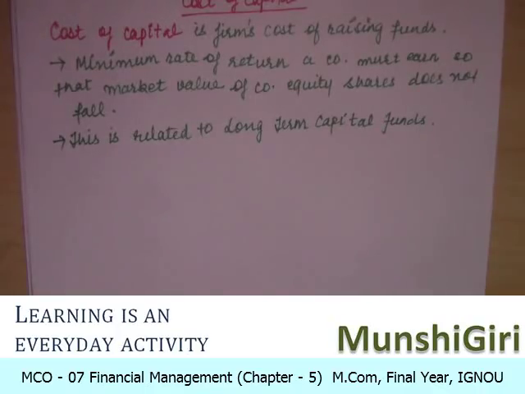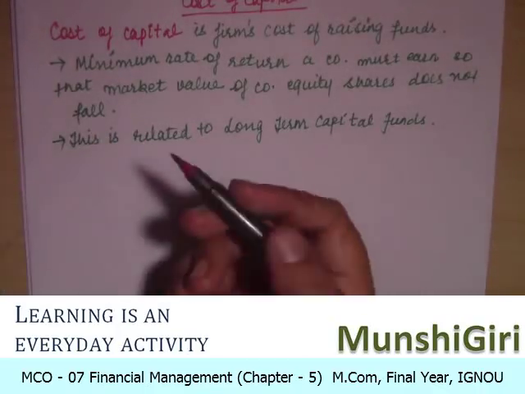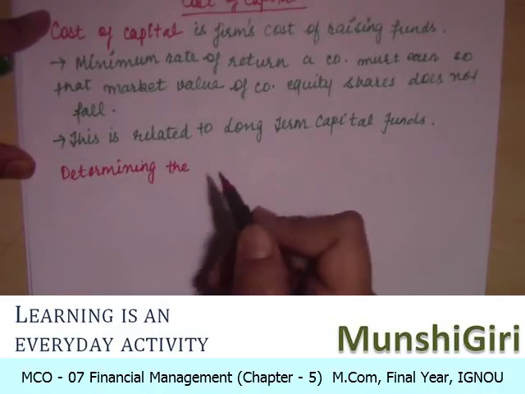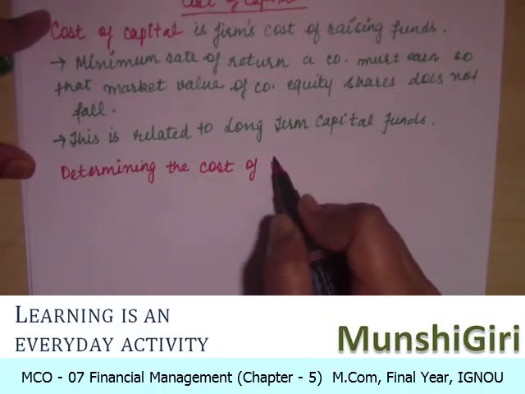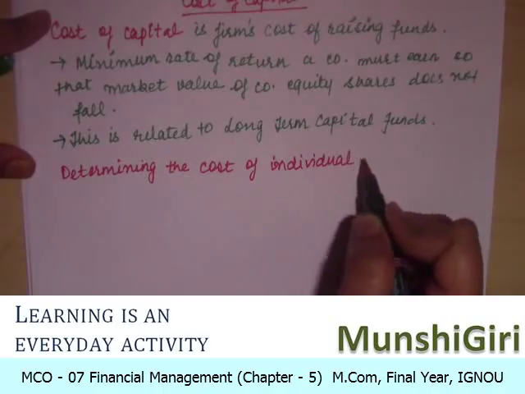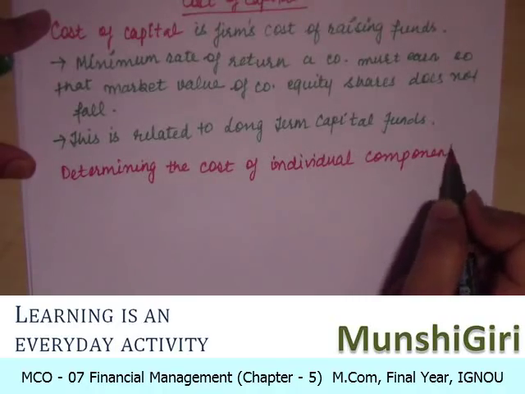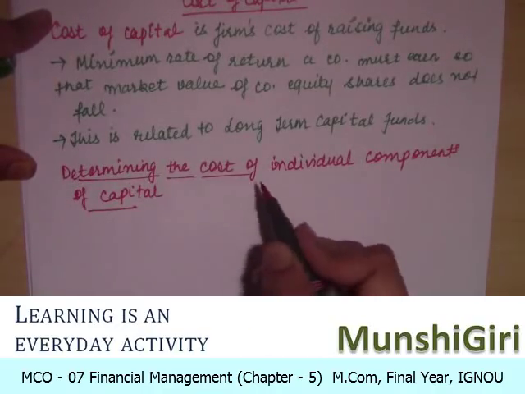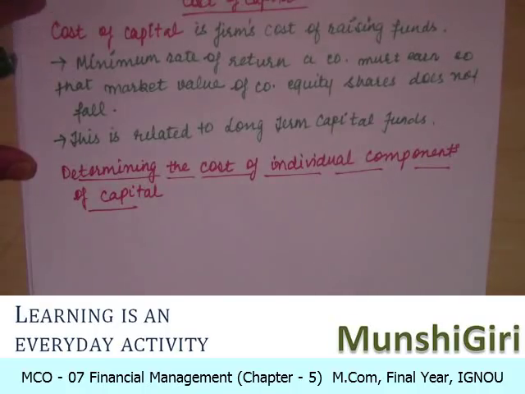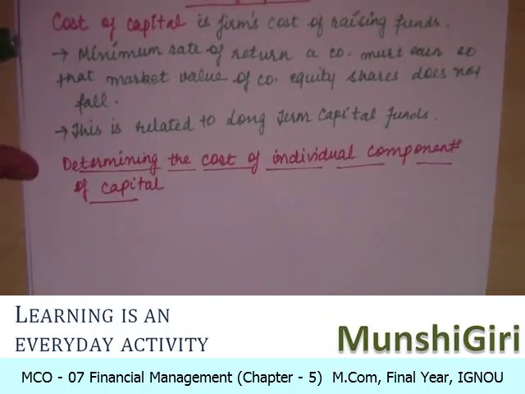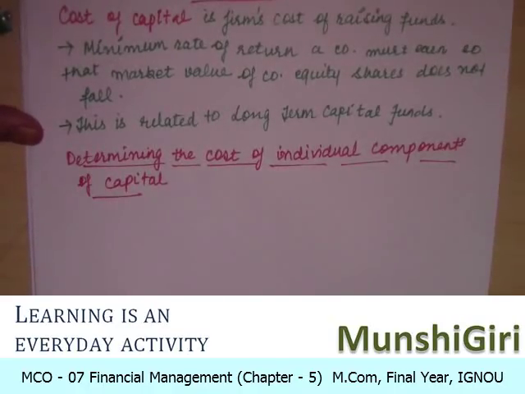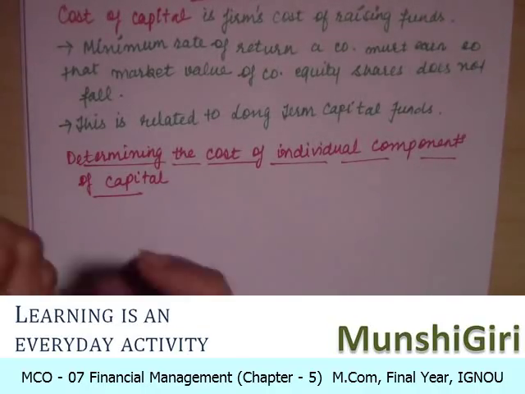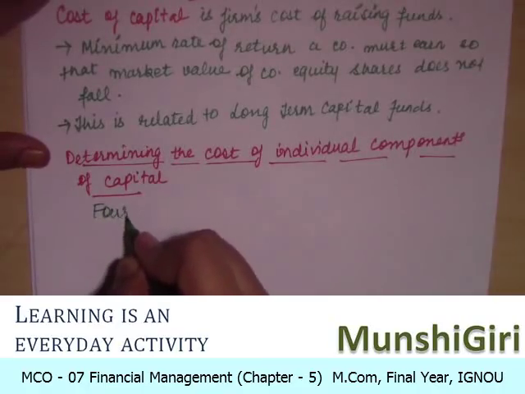Now determining the cost of individual components of the capital. Well, there are basically 4 sources of long-term funds for a business firm. These 4 sources are, first one being the long-term debts and debentures, preference share capital, equity share capital and the retained earnings. 4 basic sources.